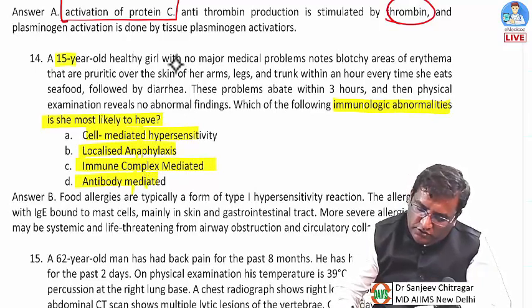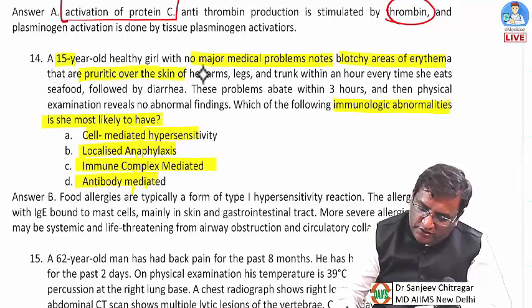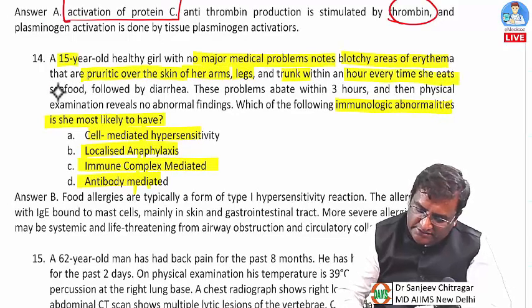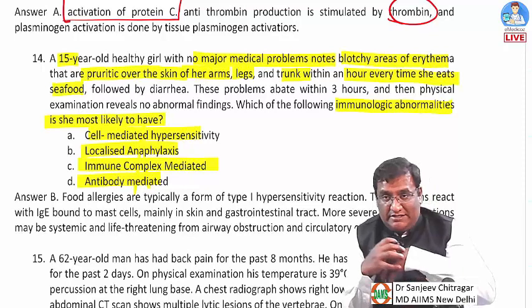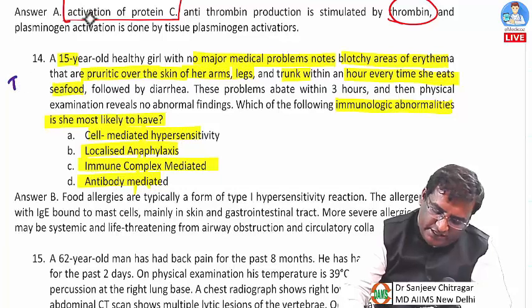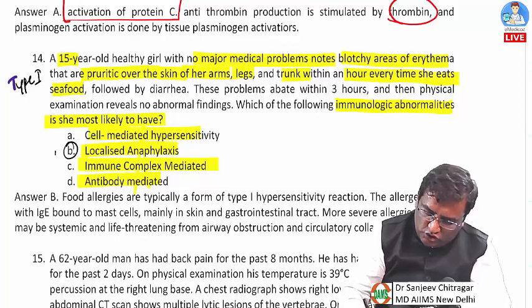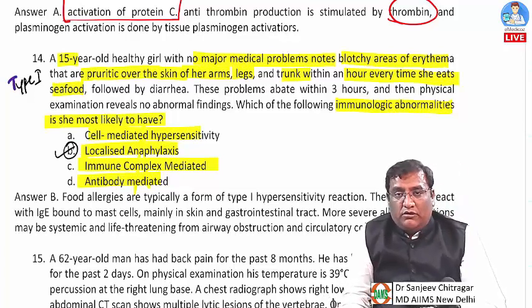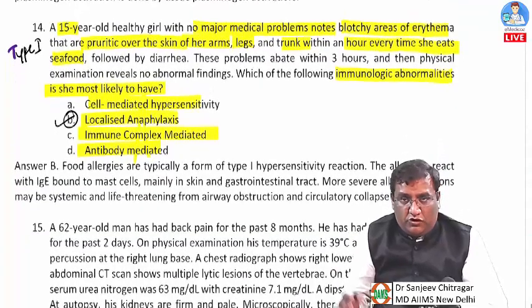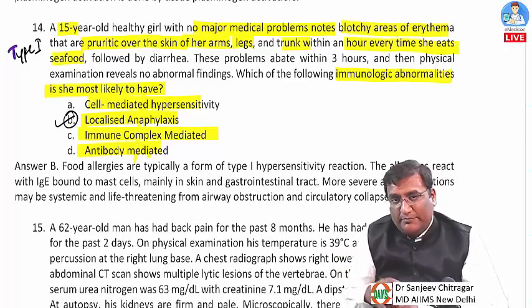A 15-year-old girl with no major medical problems notes blotchy areas of erythema that are pruritic over skin, legs, trunk, within an hour after she eats seafood. So basically there are multiple rashes in the skin after seafood, which is a type 1 hypersensitivity reaction. Simple. So it is a type 1 allergic reaction, which is also called localized anaphylaxis. You might even develop anaphylaxis at any time during these episodes.